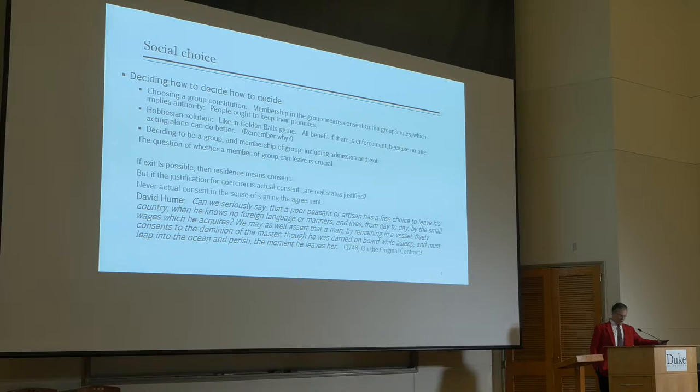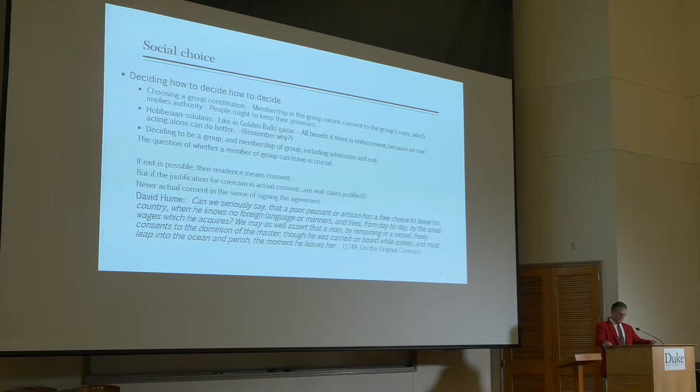Deciding to be a group, membership of the group, might include membership and exit. As I said before, the problem of exit is really difficult. Can I buy my way out? If I leave, do I have to leave all of my wealth? If exit is possible, then residence means consent. But if the justification for coercion, that is for political authority, is actually consent, can we say that any real states are justified? And this, famously, is from David Hume in his essay on the original contract.